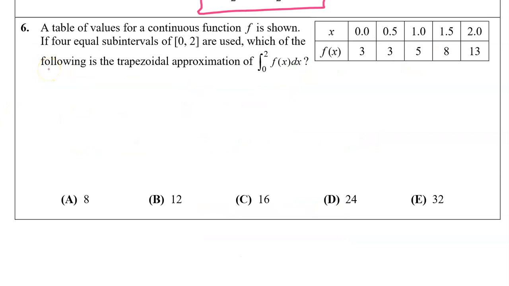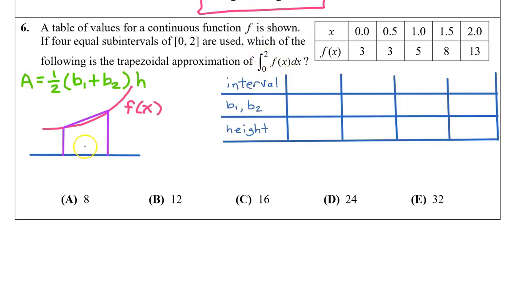Number 6, a table of values for a continuous function f is shown. If 4 equal subintervals of 0 to 2 are used, which of the following is a trapezoidal approximation of the integral of f from 0 to 2? Here's a model to help you visualize what we are doing. This is trapezoidal approximation. So picture a trapezoid that's turned on its side.